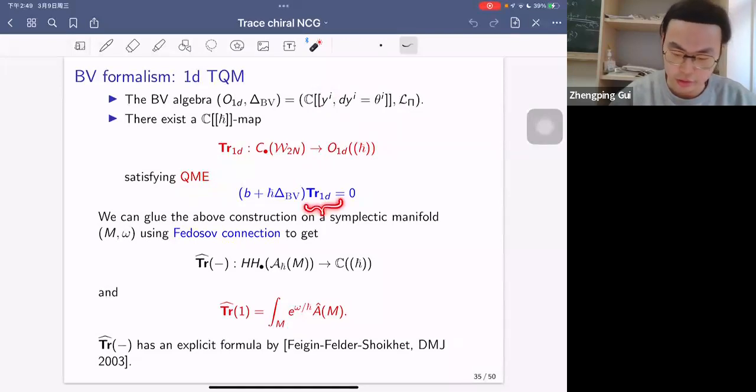We can glue this construction around the nonlinear symplectic manifold using the Fedosov connection. We can get a trace map from the Hochschild homology of the deformed algebra to this base ring, and we can use techniques from quantum field theory to reproduce the algebraic index theorem.